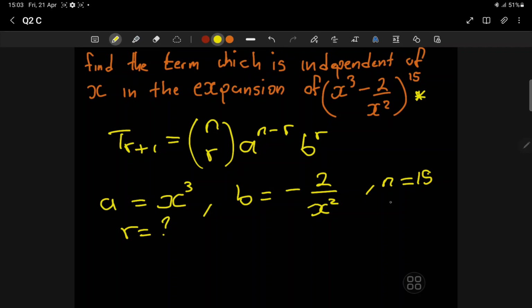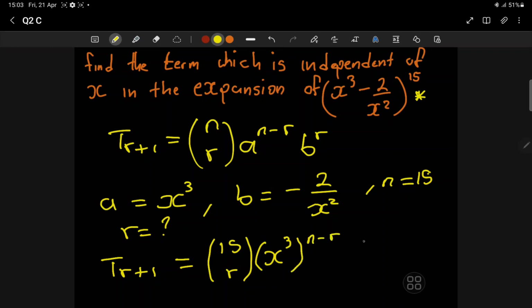Now we can replace what we know into our formula. So this will be T_(r+1) is equal to, for n we'll put 15 combination r, then a we replace with x^3, we'll put it in brackets because there is n minus r, then our b is -2/x^2, then all this with exponent r.